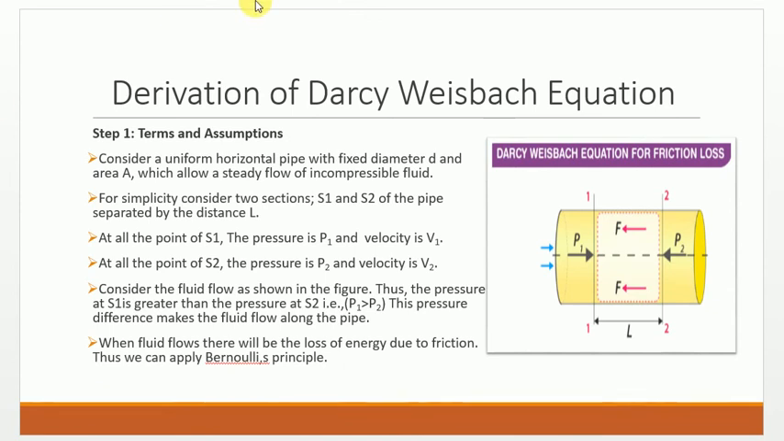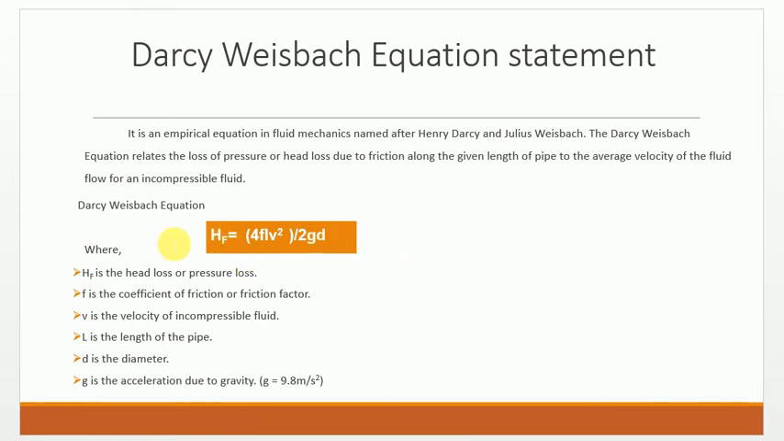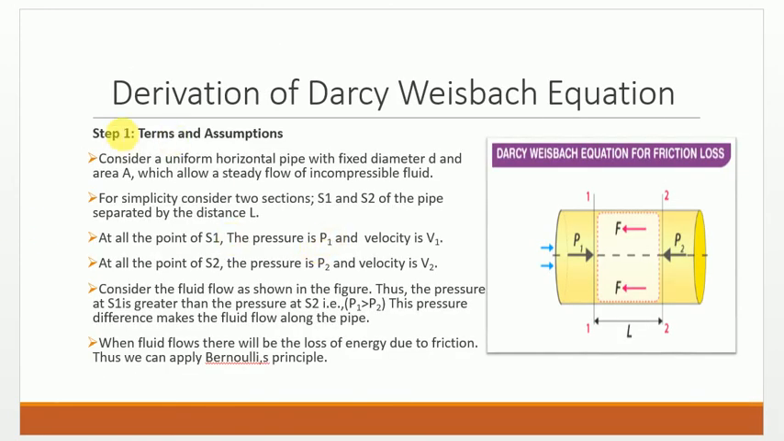So let's go into the derivation of the Darcy Weisbach equation. How this equation is derived and based on what assumptions. So step 1, terms and assumption. Consider a uniform horizontal pipe with fixed diameter D and area A, which allows the steady flow of an incompressible fluid. So we have taken a pipe, its diameter is fixed and length is fixed, which allows a steady flow of an incompressible fluid. It's a steady flow, so there won't be any change in velocity with respect to time. So we assume that the flow is steady and incompressible.